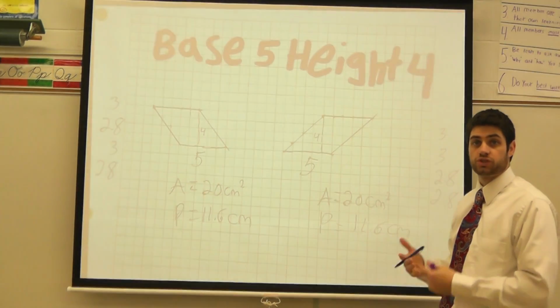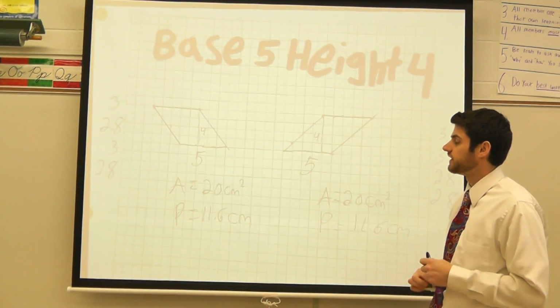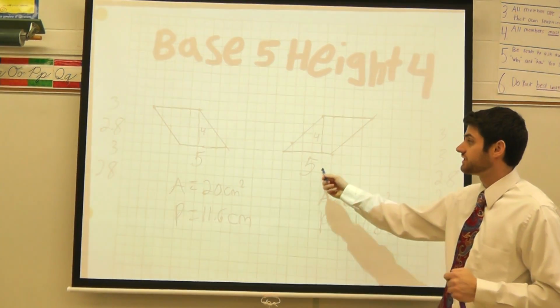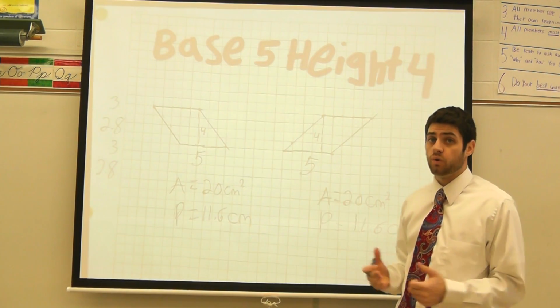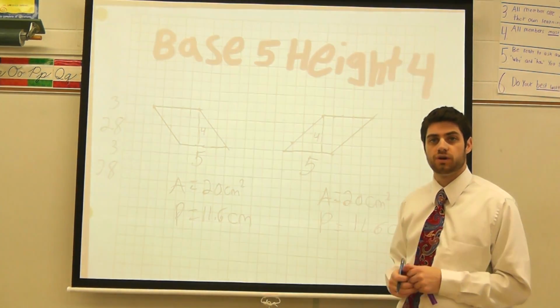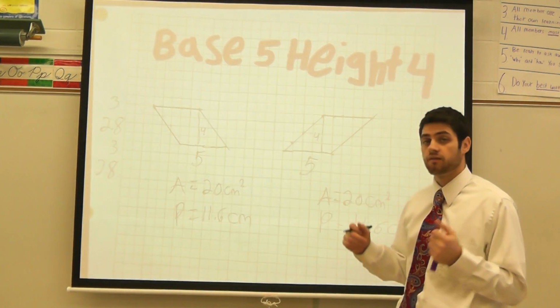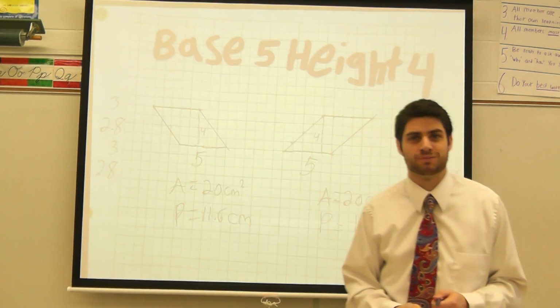Now, we only used 2 examples. Something you can try is to draw a couple of different types of parallelograms with the same base and the same height. Are we always going to get the same area? Are we always going to get the same perimeter? Continue to try some examples at home and see what you come up with when working with these types of parallelograms with specific constraints.